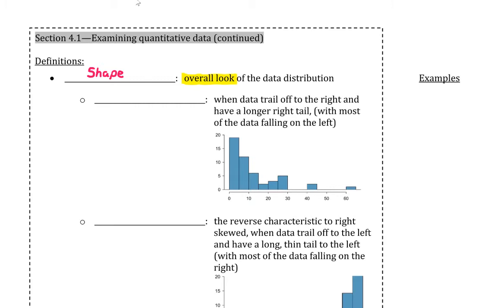The first that I will discuss is when your data is right-skewed. This is when the data will trail off to the right and have a longer right tail, with most of the data falling on the left. While there will be some variation in right-skewed distributions, the general shape shows that there is a higher frequency of data falling on the left-hand side, and then as you move to the right-hand side, the frequency of values of those variables is less.